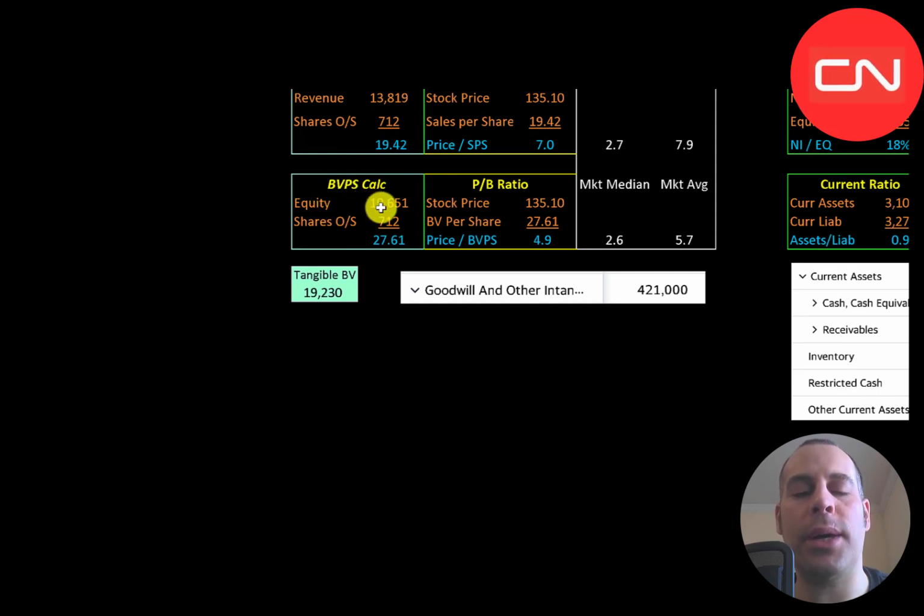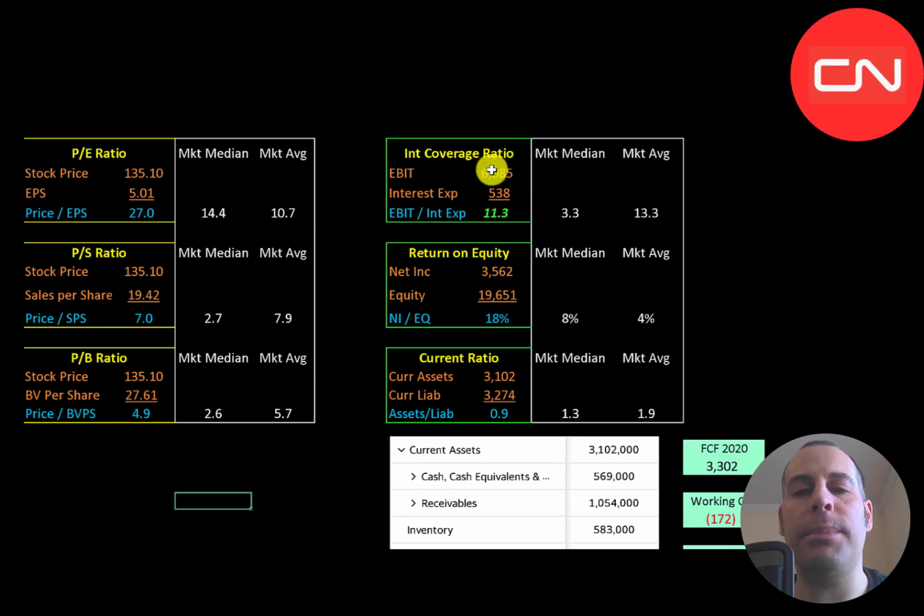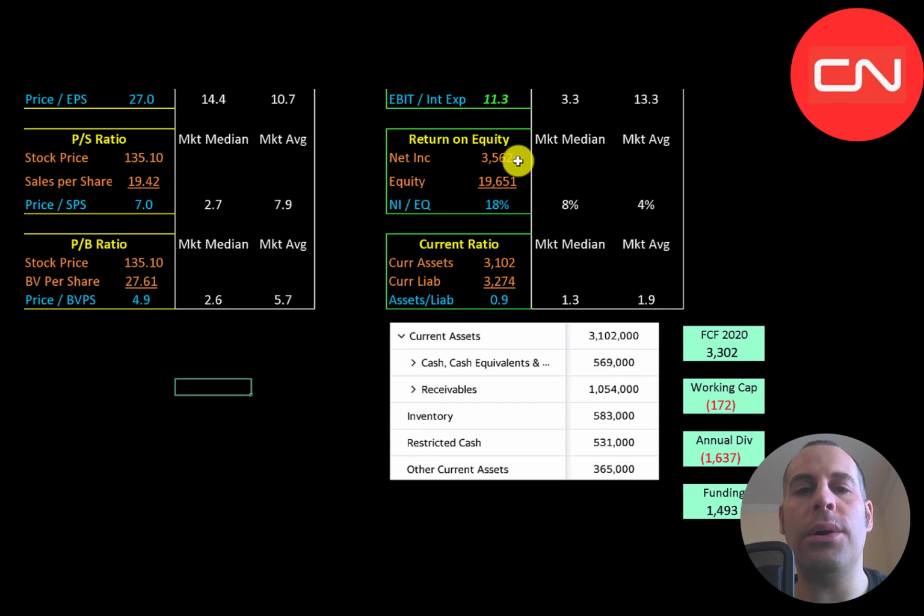And they have $20 billion of equity, $19 billion of tangible equity, because they have $400 million of intangibles on their balance sheet. Interest coverage ratio is EBIT over interest expense. They can easily cover their interest payments. ROE is net income over equity. They're at 18%. They have a really good ROE.